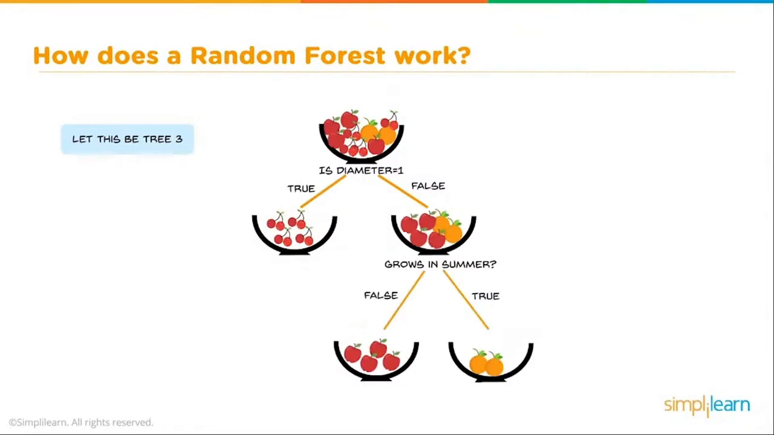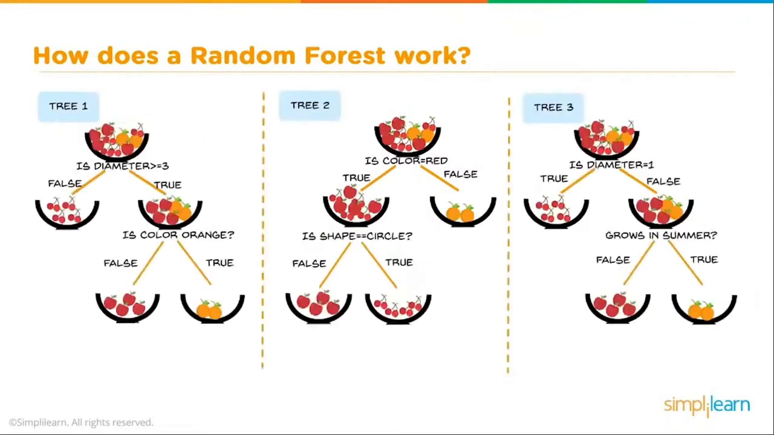And tree 3 is, is the diameter equal to 1? And it came up with this because there's a lot of cherries in this bowl. So that would be the biggest split on there, is the diameter equal to 1. That's going to drop the entropy the quickest. And as you can see, it splits into true. If it goes false, they've added another category: does it grow in the summer? And if it's false, it goes off to the left. If it's true, it goes off to the right. Let's go ahead and bring these 3 trees so you can see them all in one image. So this would be 3 completely different trees categorizing a fruit.